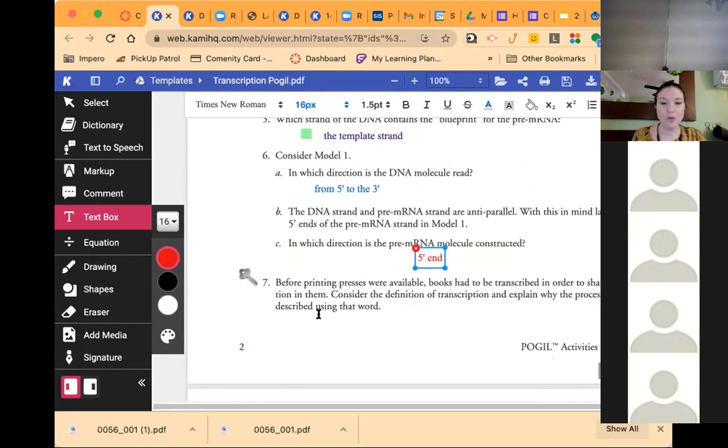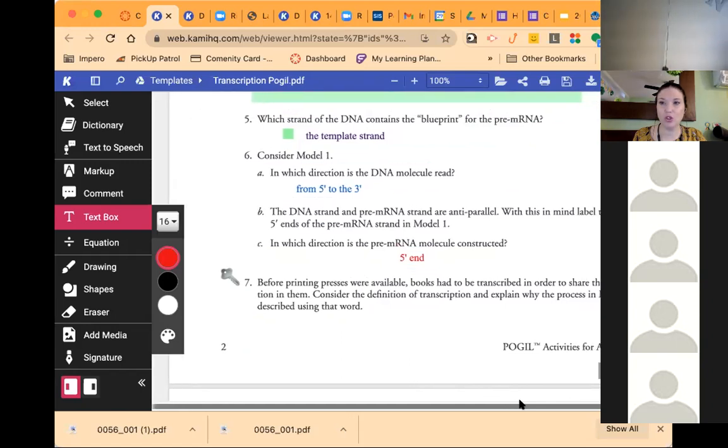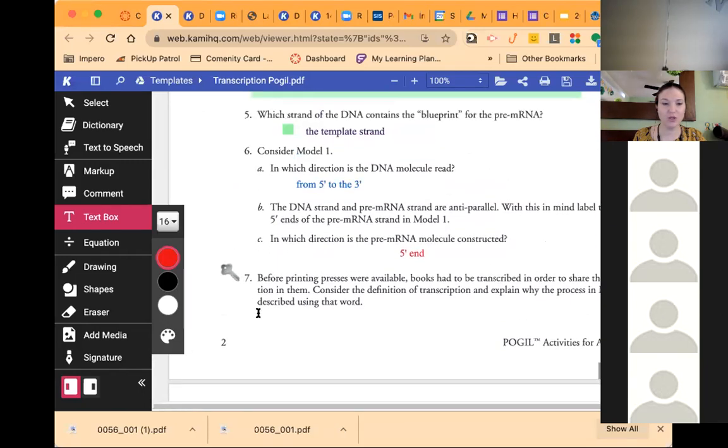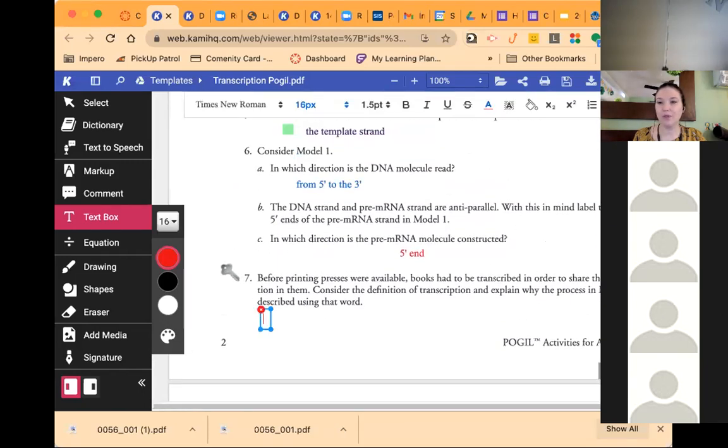All right. Before the printing presses were available, books had to be transcribed in order to share the information in them. Consider the definition for transcription and explain why the process in Model 1 is described using that word. Do we have space for this? Oh, just okay. Let's see. Caroline, what does transcription mean? You have to make a copy of the DNA. Yeah, let's say write a copy.